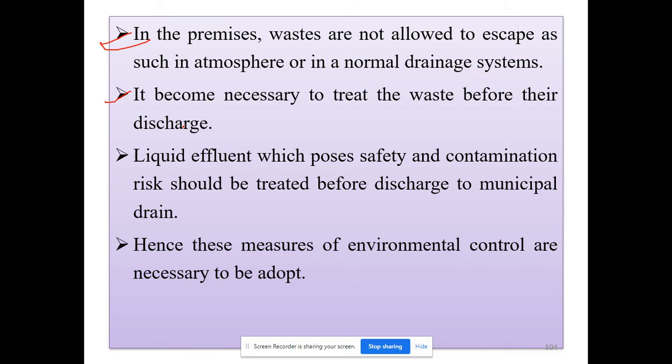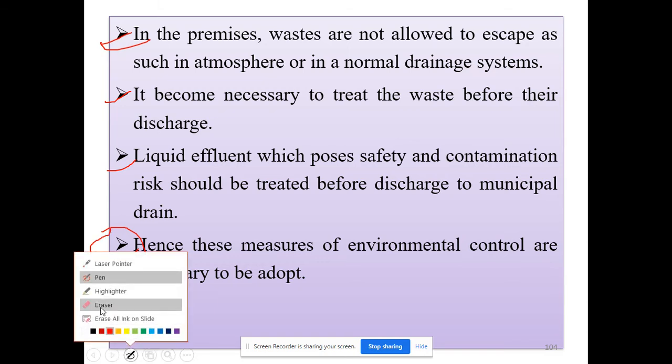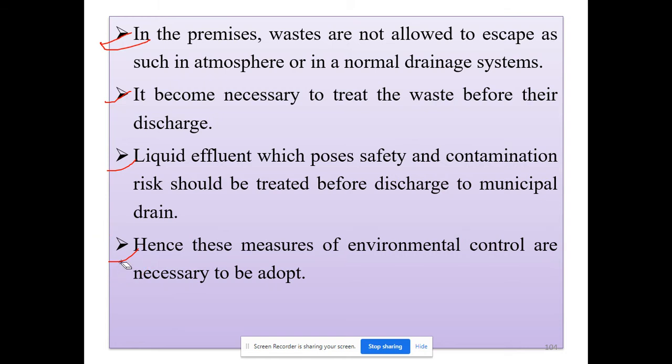Getting to what I want to explain, students. So this was the next point concerning environmental control related to the waste material, or the waste disposal, of the pharmaceutical industry. Hence, these measures of environmental control are necessary to adopt if we want to maintain the environment and the atmosphere of our working premises and surroundings.